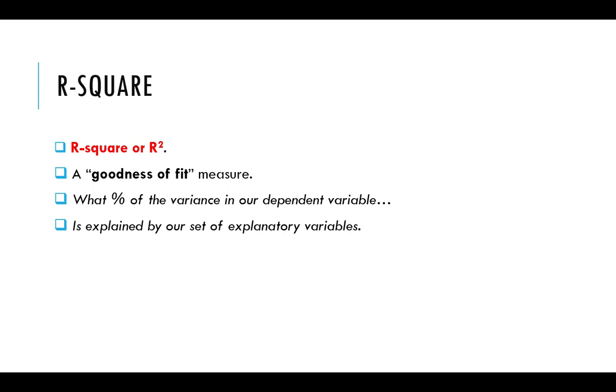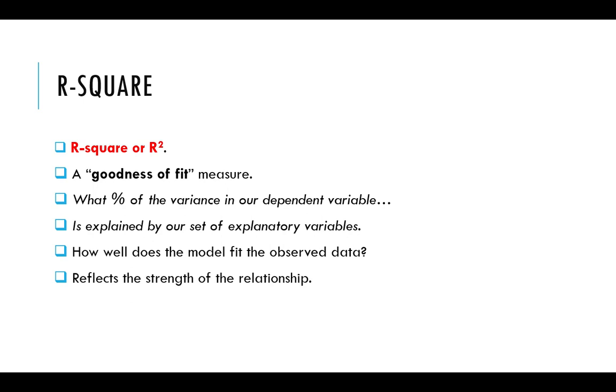And our model is trying to explain why some people have high test scores or high salaries and other people have low test scores and low salaries. So we're trying to create a model that explains the variation in that dependent variable of interest. Hopefully we've put together a model that has useful explanatory variables that do a good job of explaining the variation in salary or test scores or GPA. That's what our R-square is measuring. In other words, how well does the model fit the observed data? And that's going to be really related to reflecting the strength of the relationship between our explanatory variables and our dependent variable.